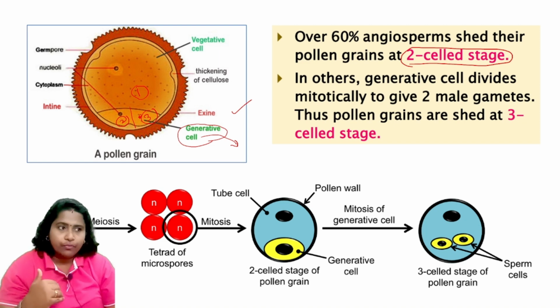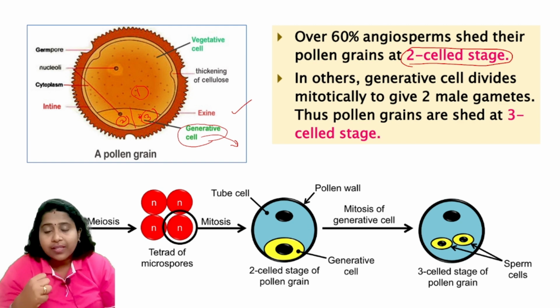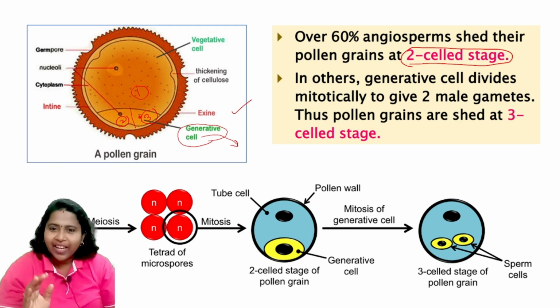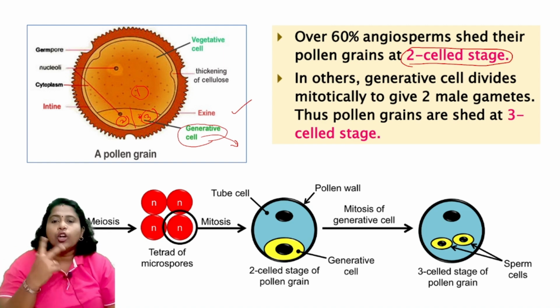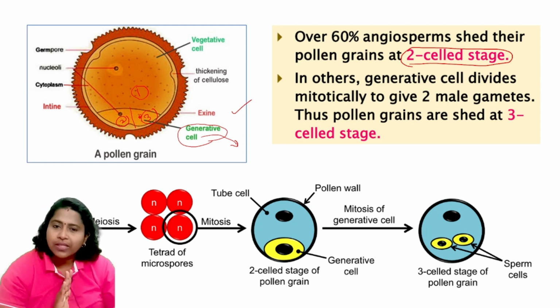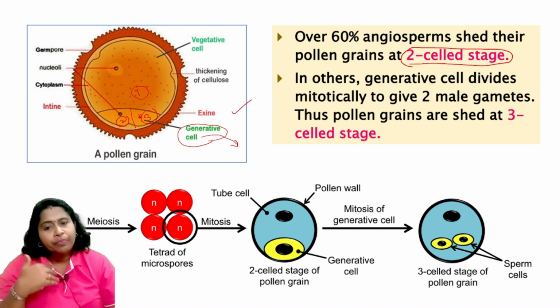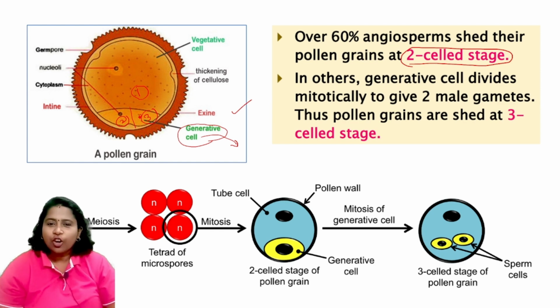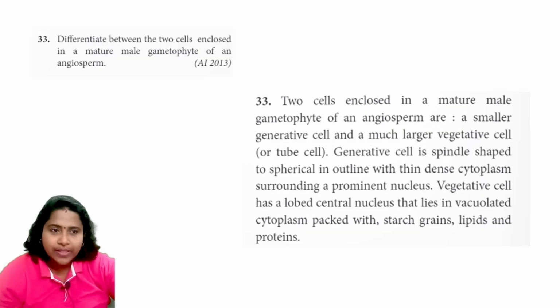Grains, but food, this was reserve food materials. But a generative cell, what happened in some of the angiosperms, again during shedding time, it will be dividing into again two, then total 3-celled condition. But mostly 60% it will be shedding in the form of 2-celled condition. Clear? Concept clear? Now we will go to the questions part.